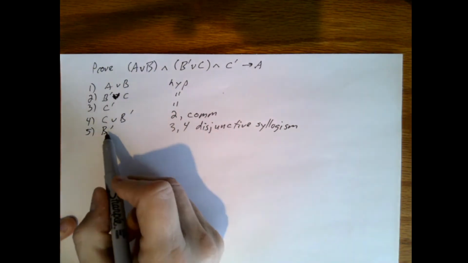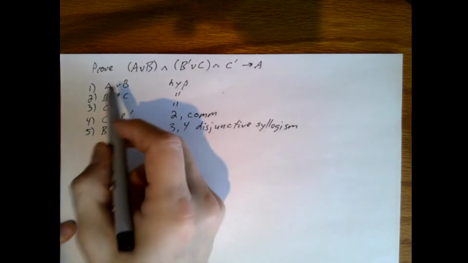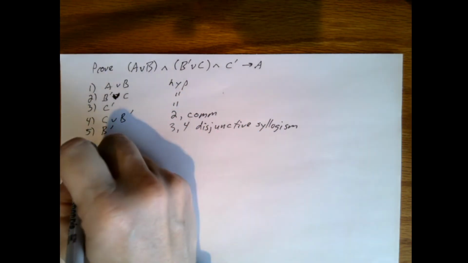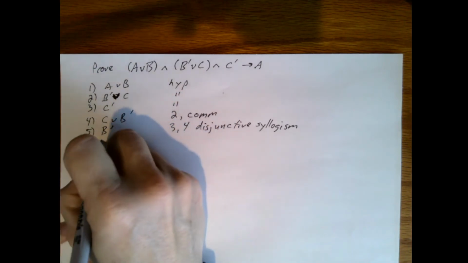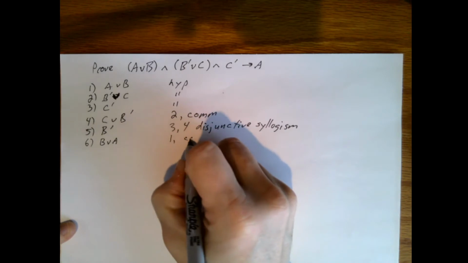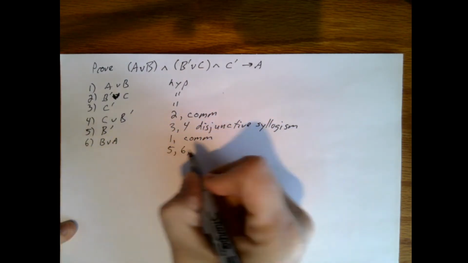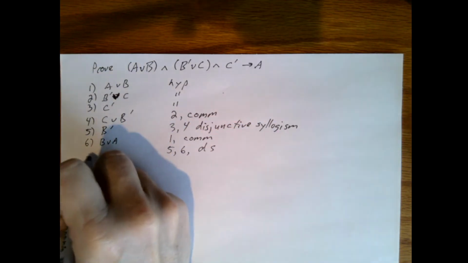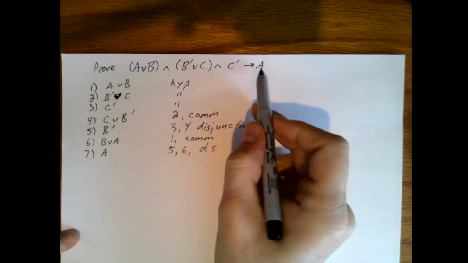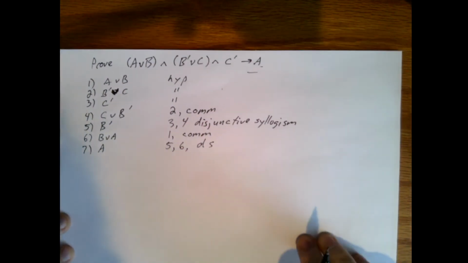And now I say I have not B, A or B. It's the same thing we just saw. To match the pattern on the sheet, the B needs to be the first thing. So I'm going to do B or A. So this is 1, commutativity. And now 5 and 6, and disjunctive syllogism allows me to get A from that. And so there's my final thing, which I have here. Okay, let's do another one.